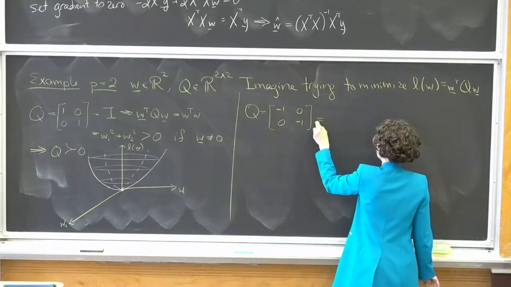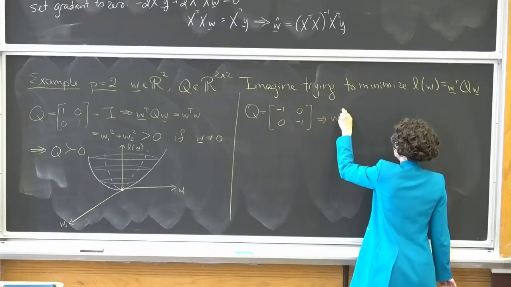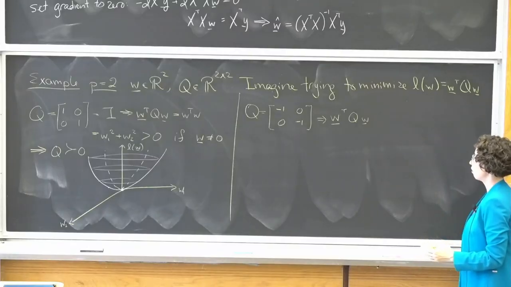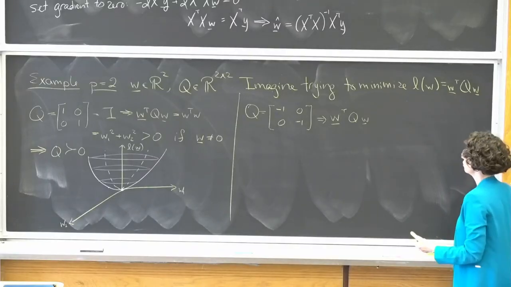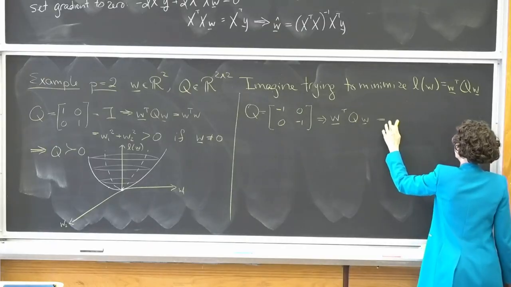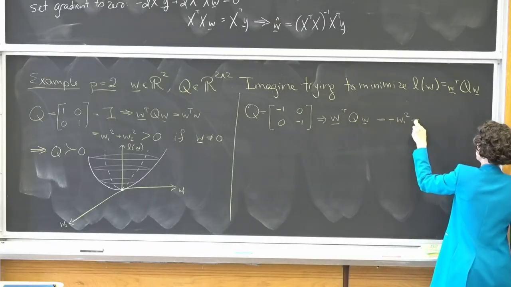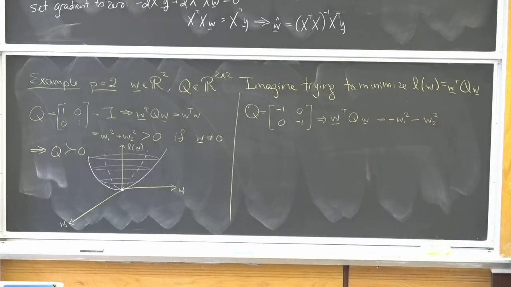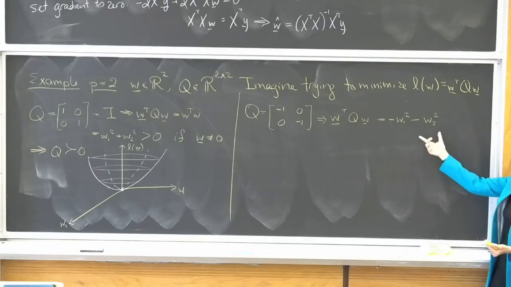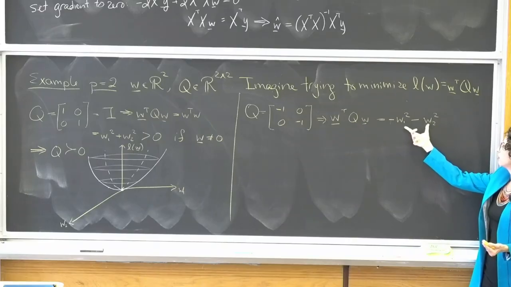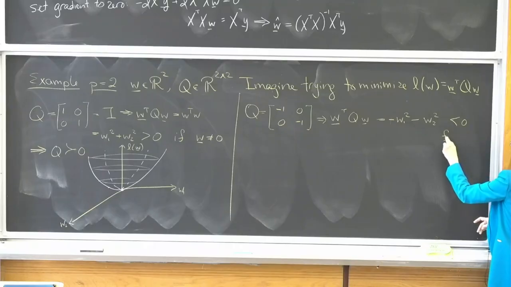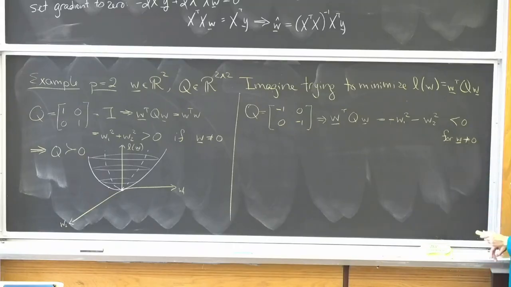Now in contrast, we could consider a different Q matrix, which was, here we go, -1, 0, 0, -1. So in this case, if we were to look at W transpose QW and try to write out in long form what we get, this is going to equal negative W1 squared minus W2 squared. Is this always positive? No, right? If I take some W not equal to 0, I square the two values, I get two positive numbers, but I multiply them by -1, I'm going to get something negative. This is less than 0 for W not equal to 0.